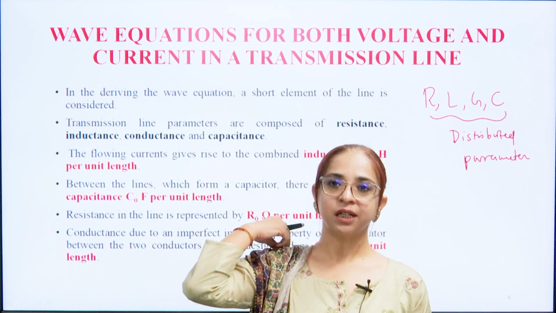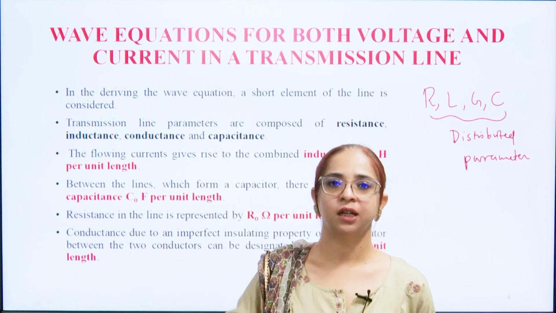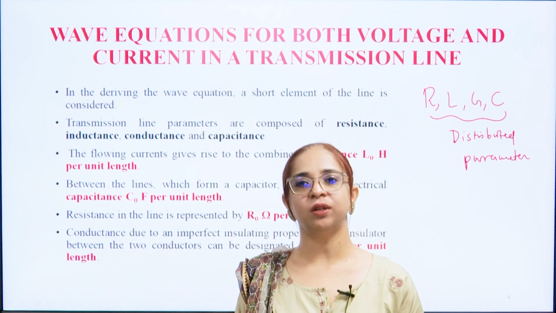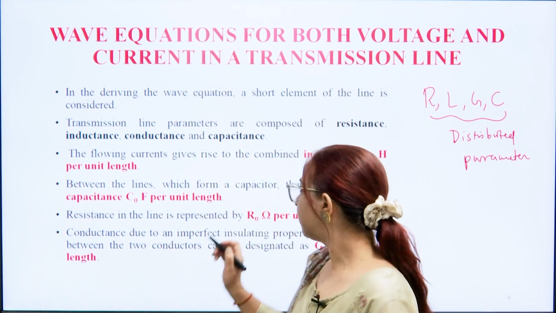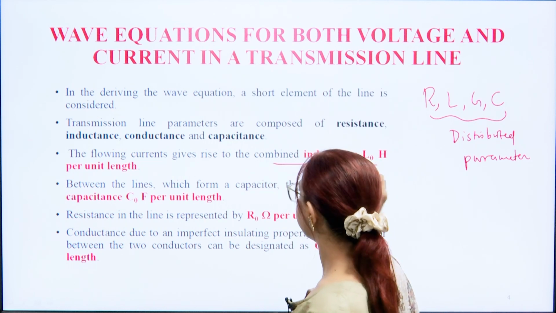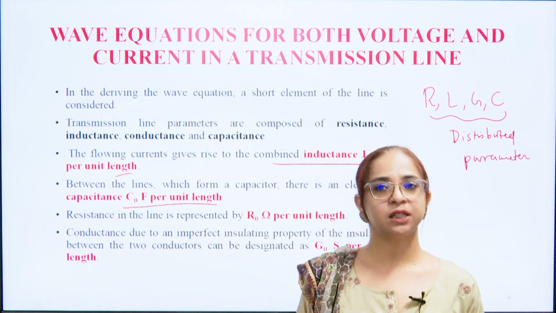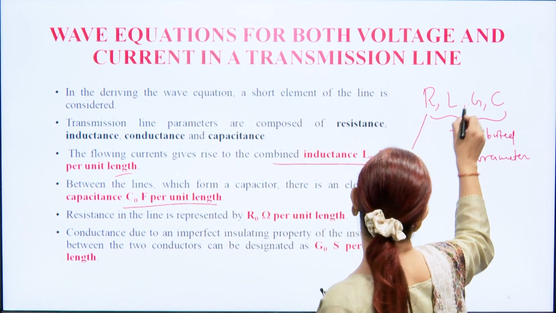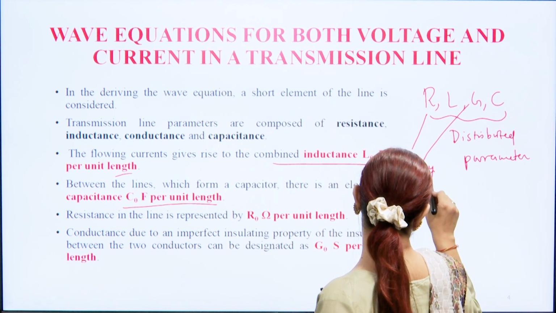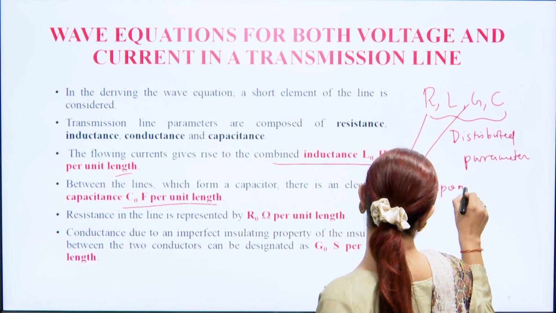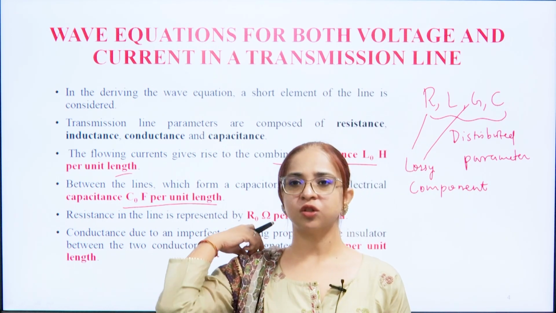So this resistance, inductance, conductance, capacitance, whatever we are trying to say, is indicated with respect to length. So we normally use it per unit length. Okay, that is what we have written here, that we use inductance per unit length, capacitance per unit length. What about R and G? They are the lossy component, right? Resistance is known to be a lossy component. And G is what? 1 upon R, which is conductance. So this is also a lossy component.